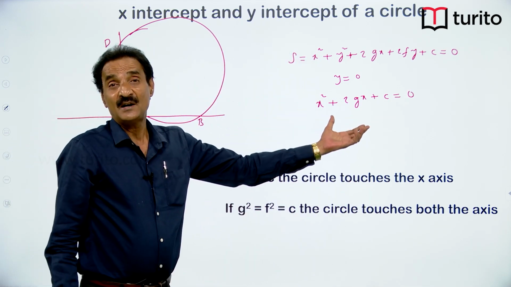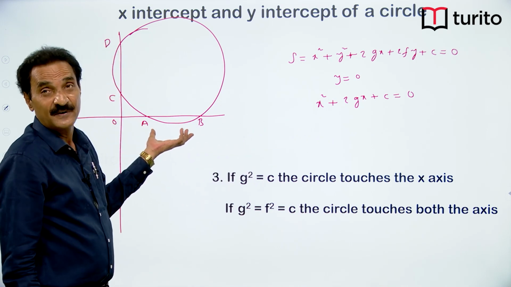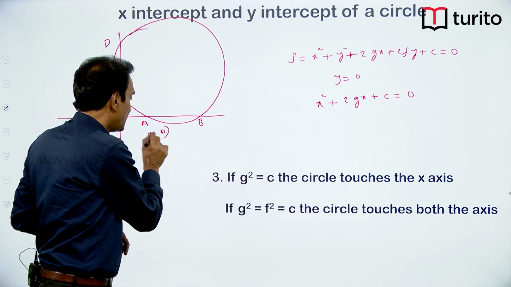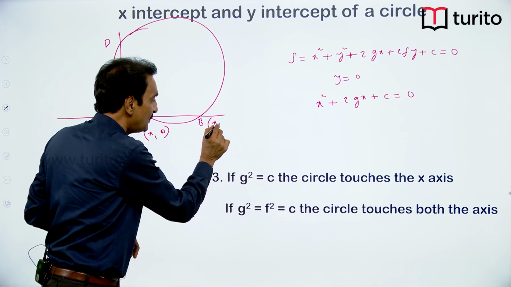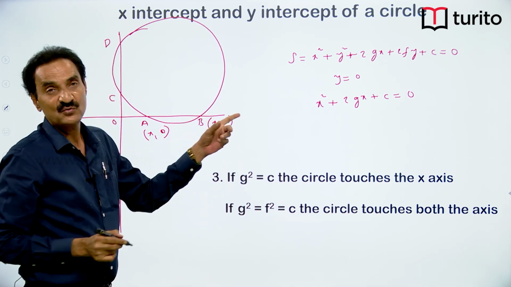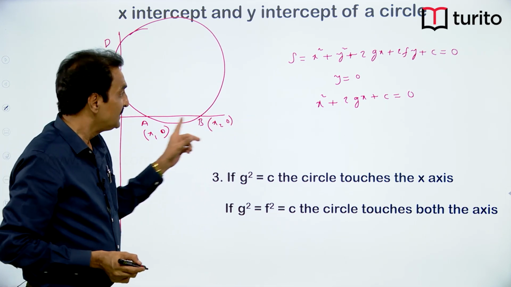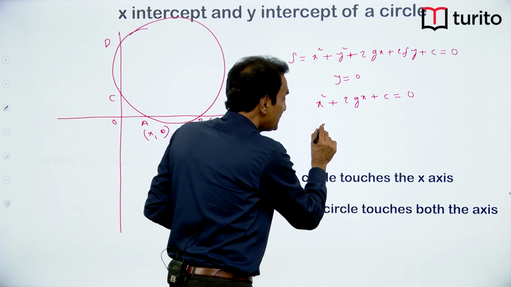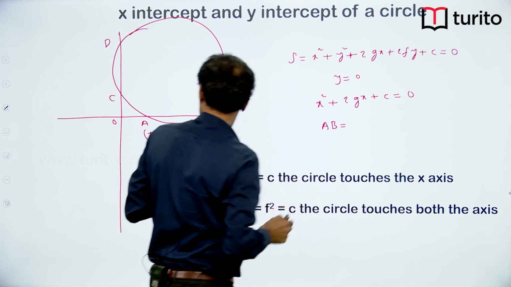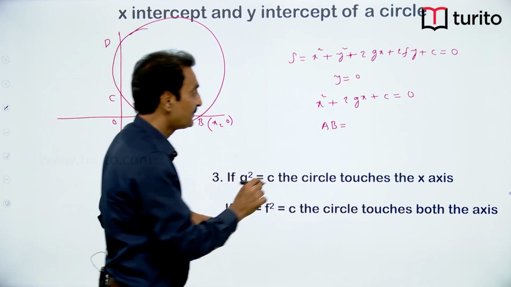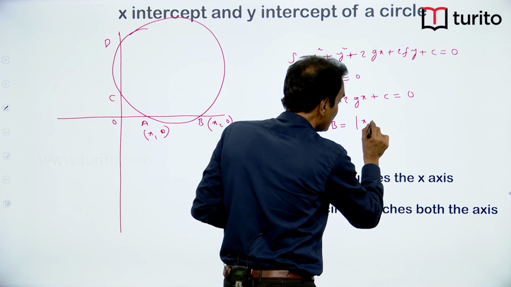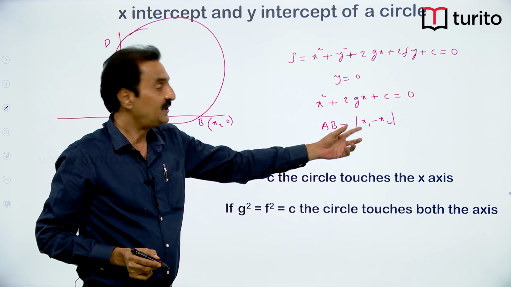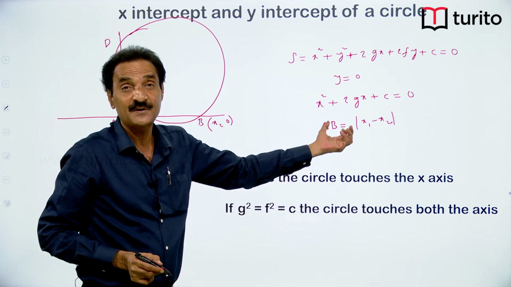The roots of this quadratic equation are the abscissa of A and B. Suppose A is (x1, 0) and B is (x2, 0), then x1 and x2 are the roots of this equation. Then what do you want? Length of the chord AB is equal to mod x1 minus x2. X1 and x2 are the roots of this equation, so it is the magnitude of the difference of the roots.